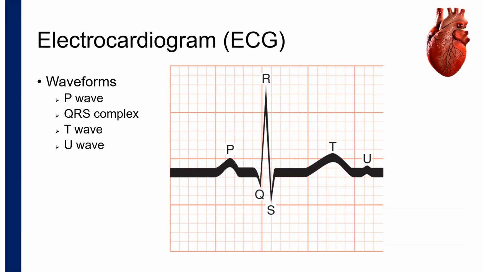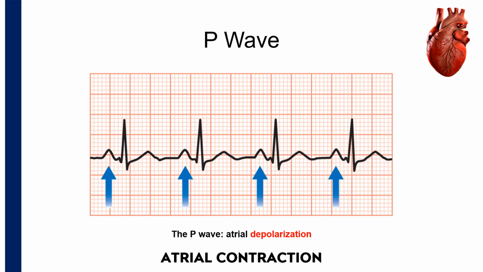So these are the waveforms that you will see. We have our P wave here, our QRS, our T wave, and our U wave. So let's start with the P wave. So our P wave comes right before our QRS complex, and the P wave represents atrial depolarization. So the atria are contracting.